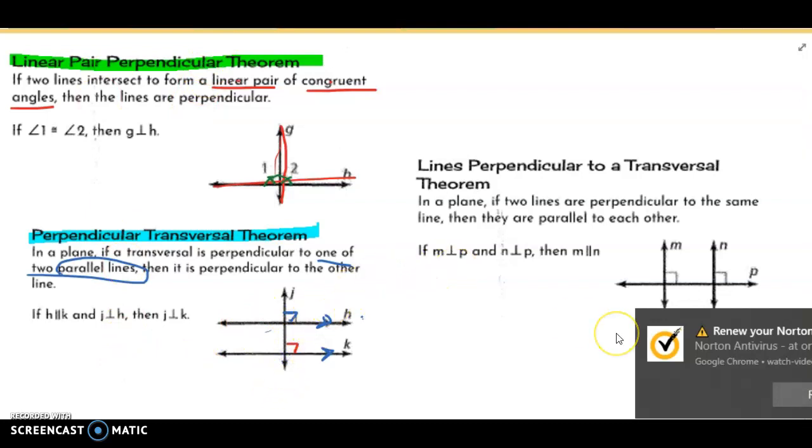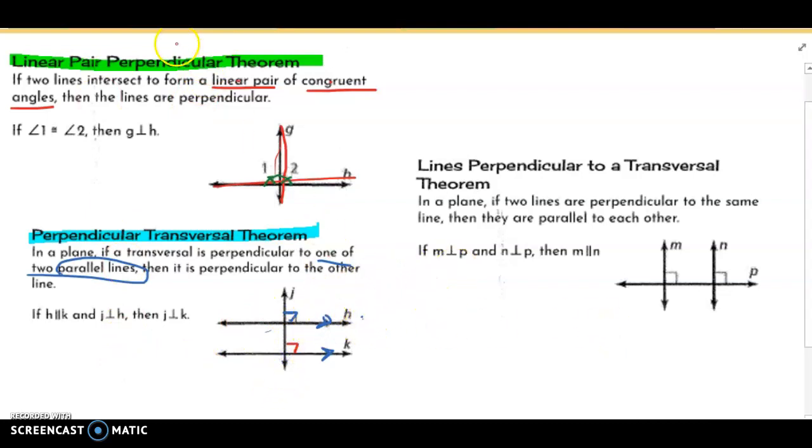Okay, now this should make sense to you, because if you look at this, if this is 90 degrees right here, if this is perpendicular, 90 degrees, and H and K are parallel, then that means this angle right here is 90 degrees as well, because it's corresponding angles, and we know that when lines are parallel, corresponding angles are congruent. And if this is also 90 degrees, then that means J is also perpendicular to K. So you should be able to get that without this theorem, but there is a theorem that kind of makes our life a little easier. It's kind of a shortcut.